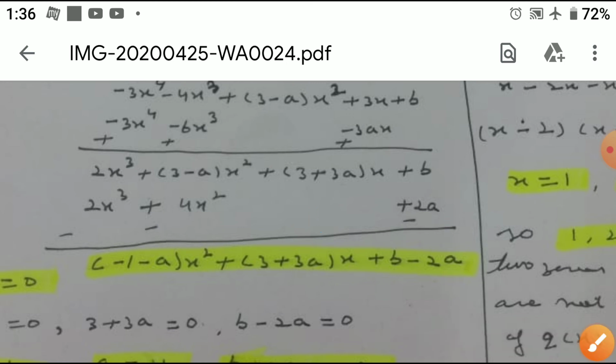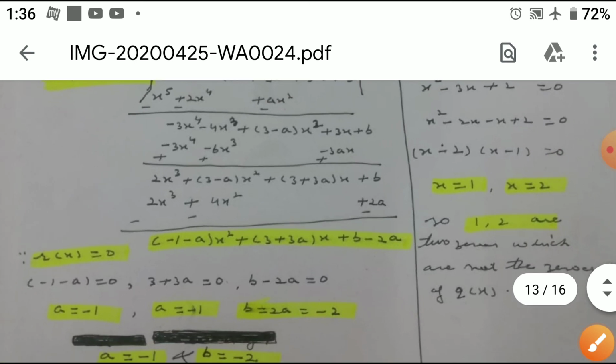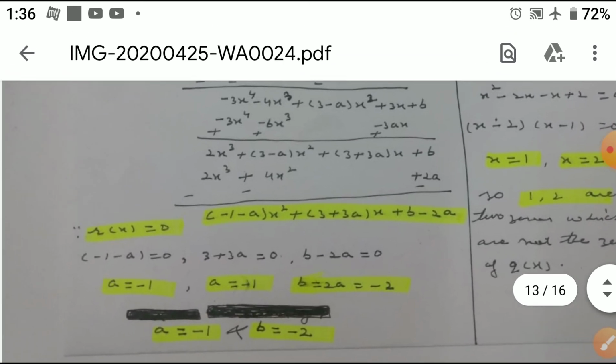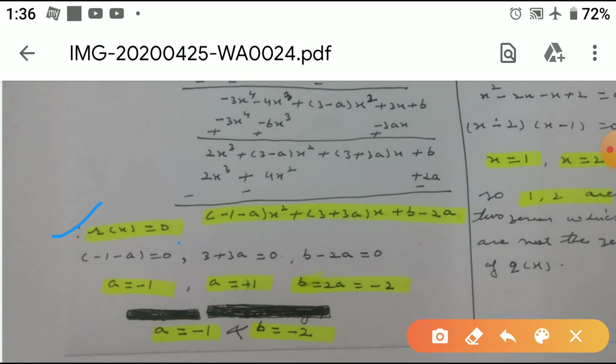Clear? Now important step. What is that? Rx is 0. Here the Rx should be equal to 0. So here we have 3 terms. To get Rx as 0, these 3 terms should be individually equal to 0. So we take the first one. Coefficient of x square is minus 1 minus a. It should be equal to 0. So we get the value of a is minus 1.